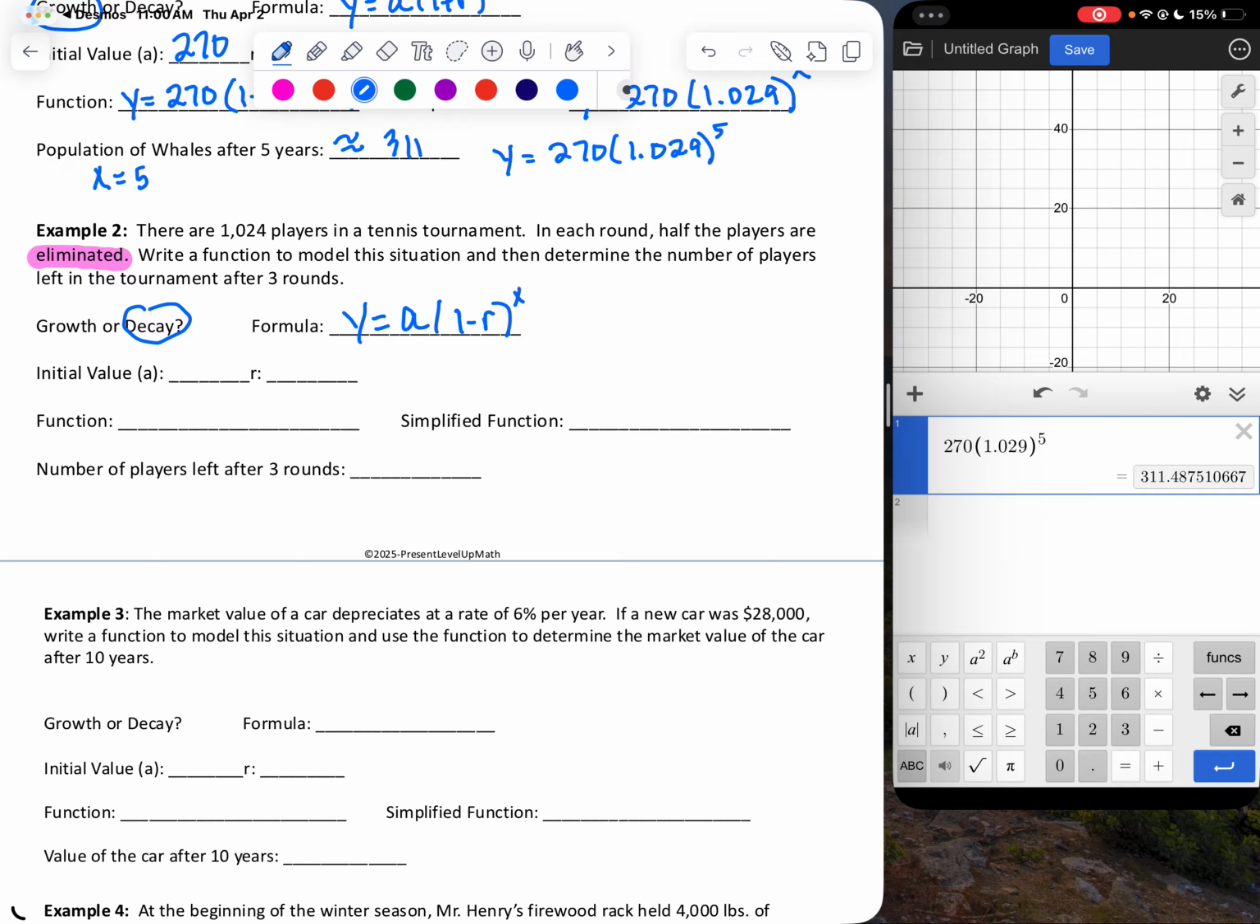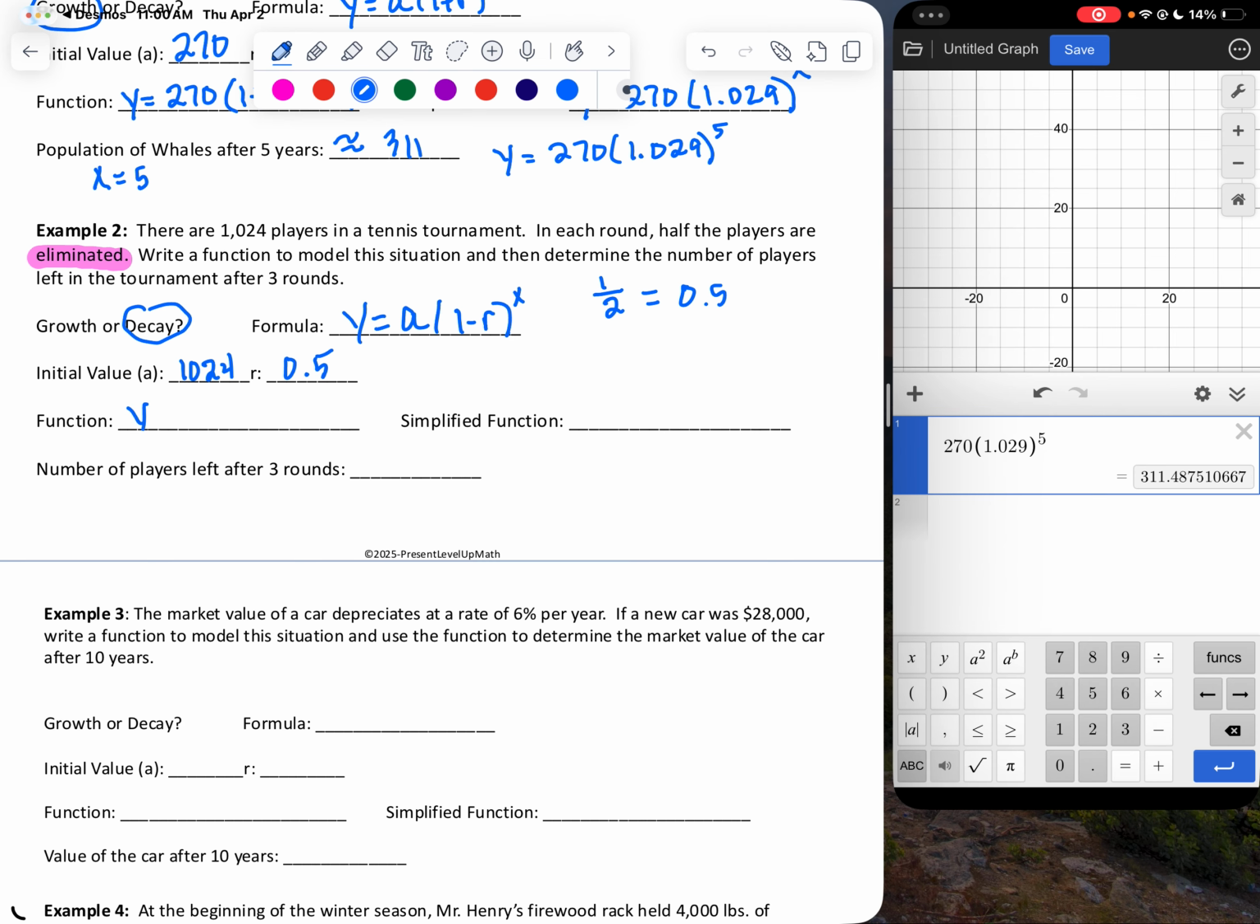Now, our initial value in this problem was 1,024, and the rate. Now, what they told us is half the players were eliminated, but we have to express our r as a decimal. So 1/2 as a decimal would be 0.5.